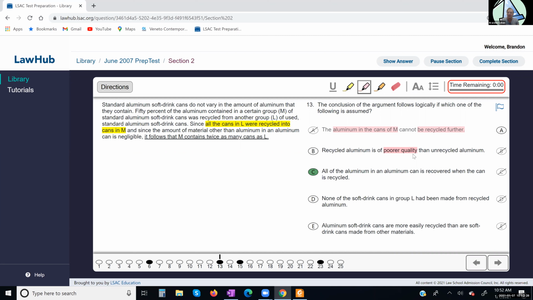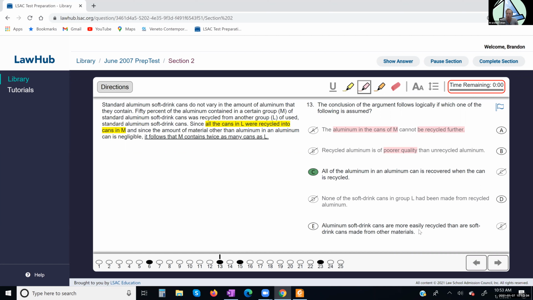So recycled aluminum is of poorer quality. When you focus on this characteristic of poor quality, that's irrelevant to this question in this argument of breaking down recycled material and building new cans, and what quality it was, it doesn't matter. Okay, so D, none of the soft drink cans in L had been made from recycling. This is like, where did L get it from? We don't care where L got it from. The question was, in giving it from L to M, what was going on? And so focusing on what M did with it after is A, and D is where did L get it from? Irrelevant to the argument.